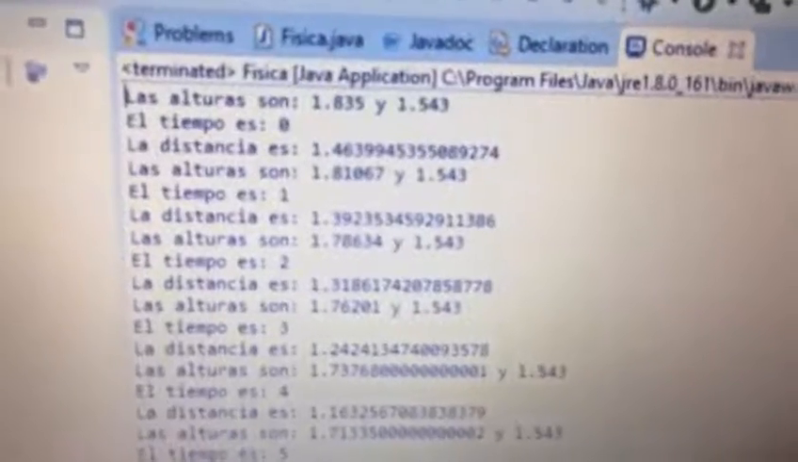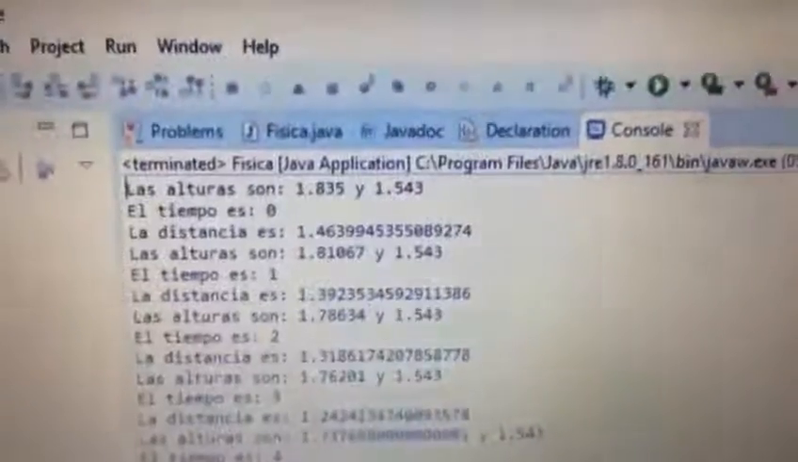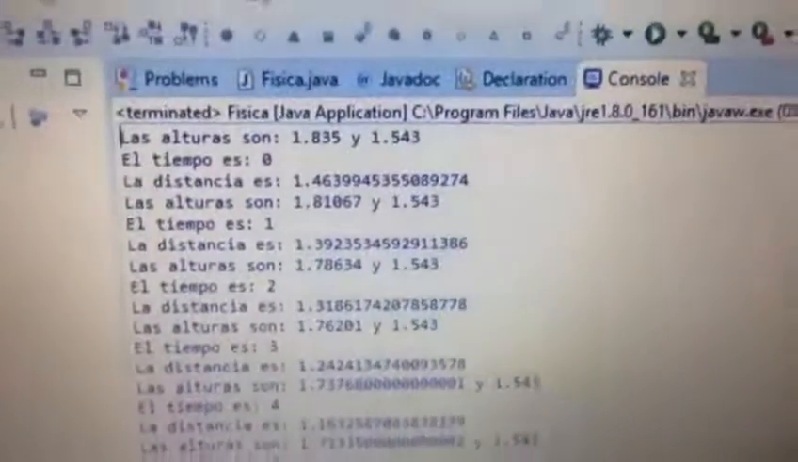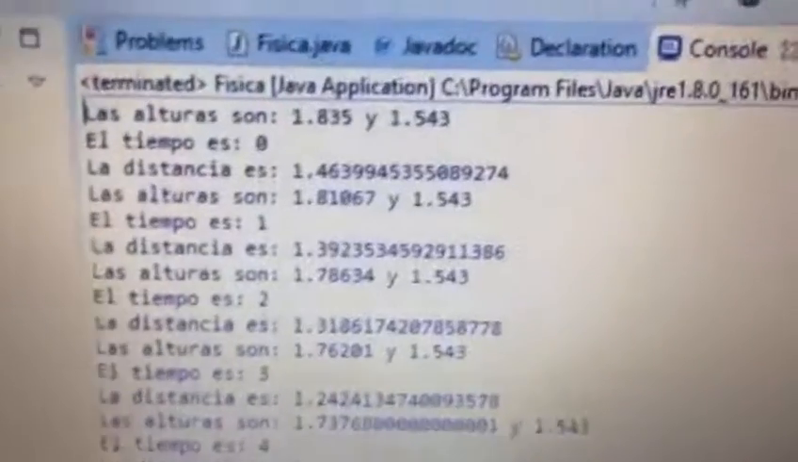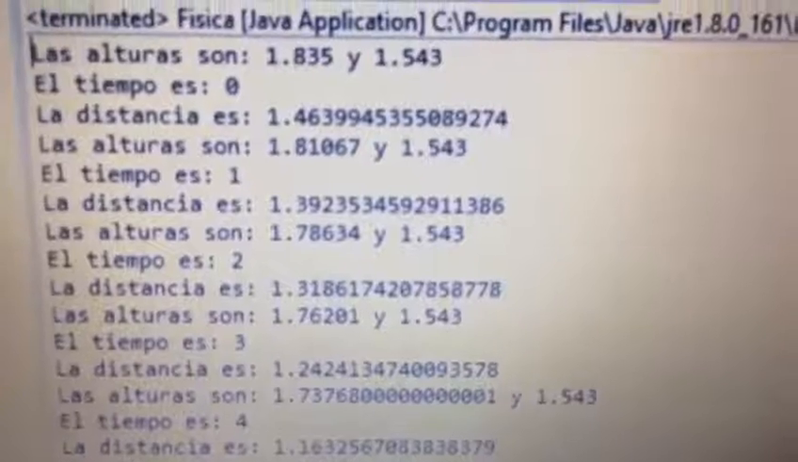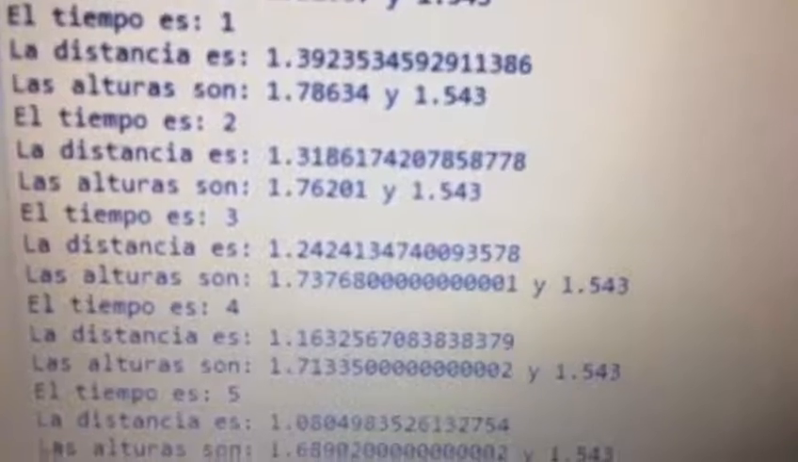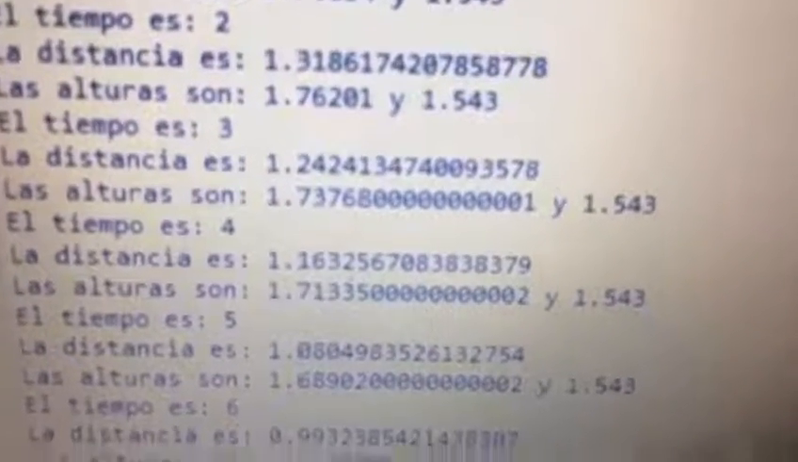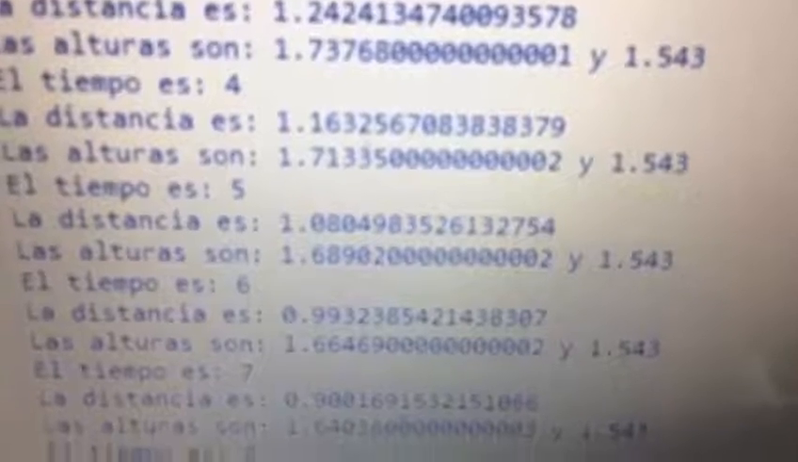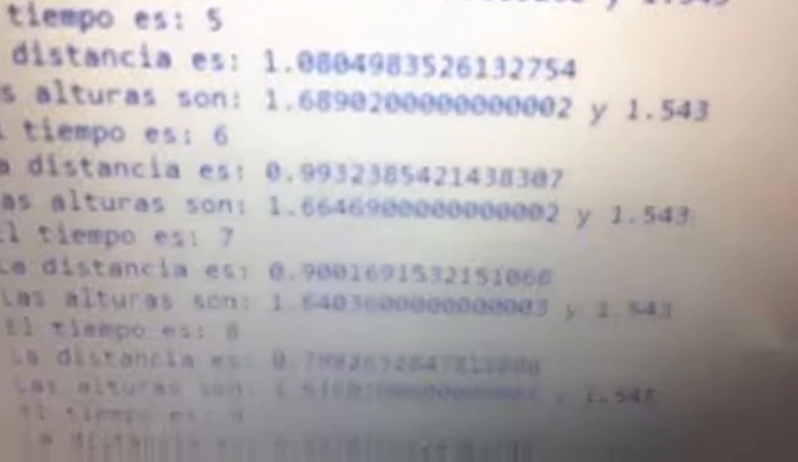So we run the program, and well, there it is. We got the height of the water that dropped out, and the time we got from the video recorded. And as we can see, the distance depends on the time, and as time passes, the distance gets smaller.